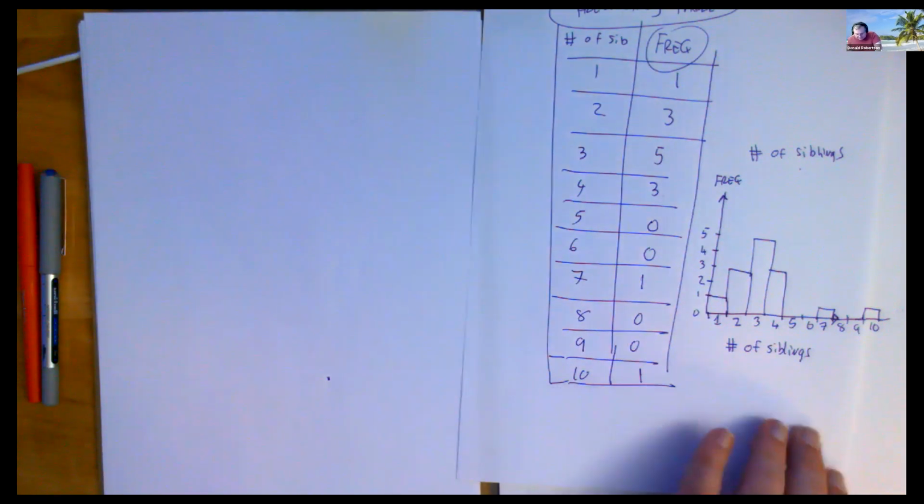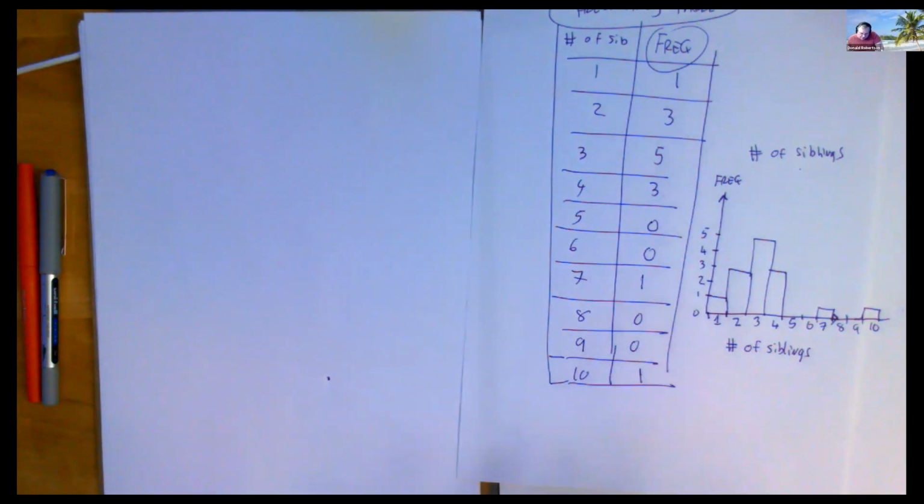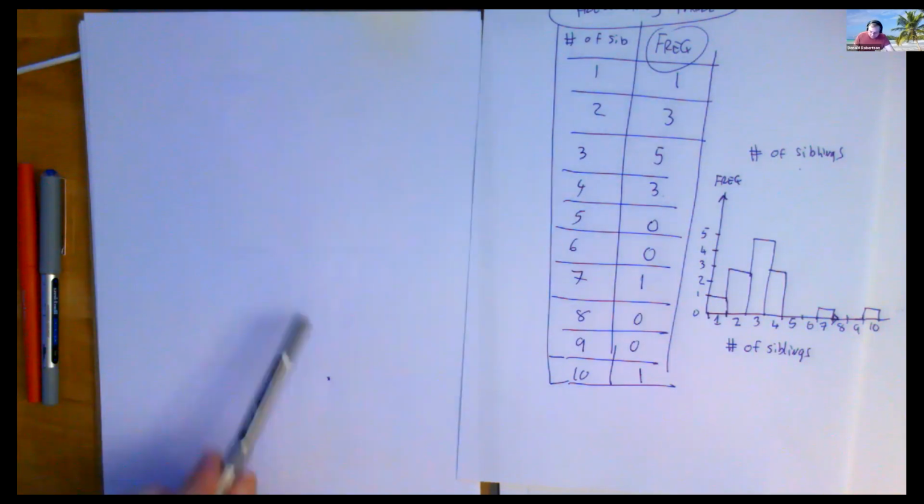Now, I don't have an awful lot of data here, so I'm kind of bending the rules a little bit. Would you say that this data is unimodal? Yeah, it's got one hill. It's not a big hill, but it's a hill, right? This one is really pushing it.